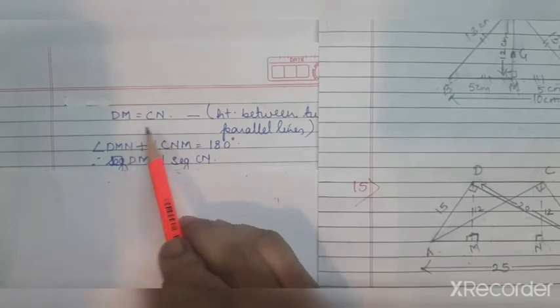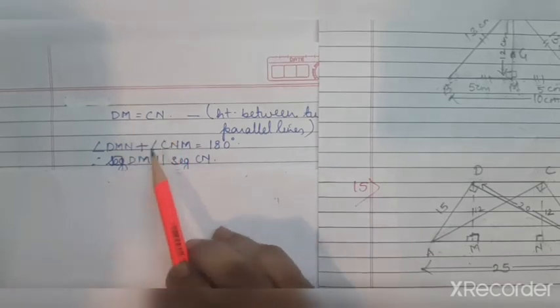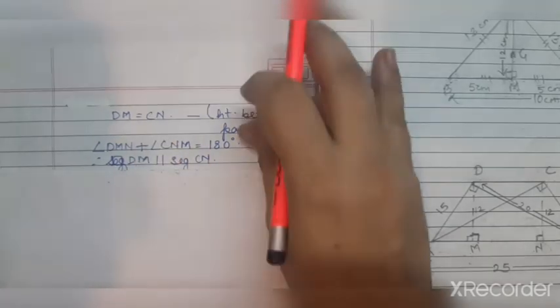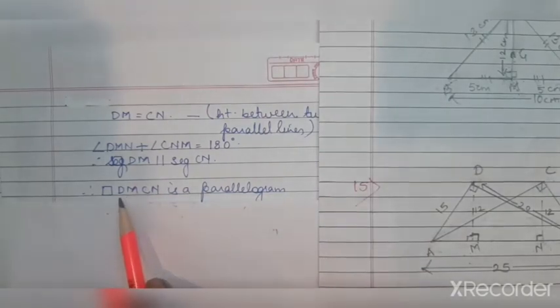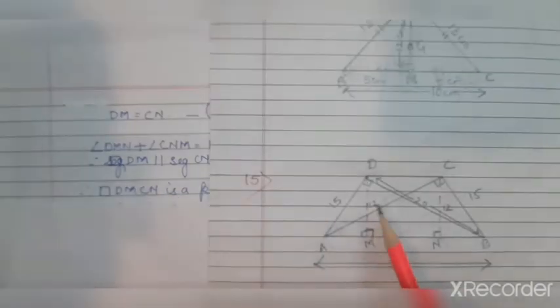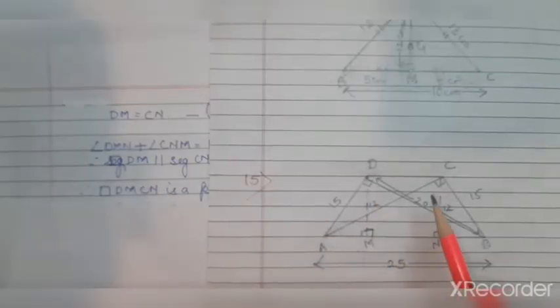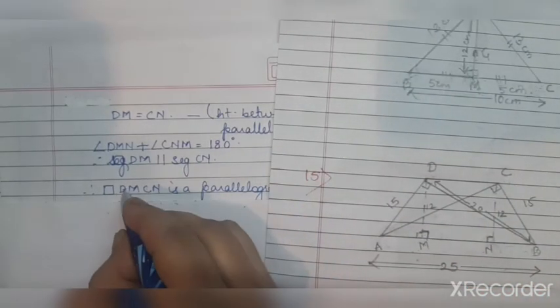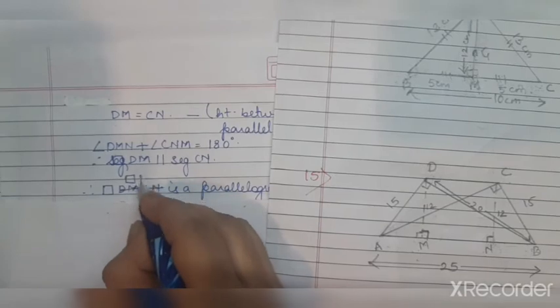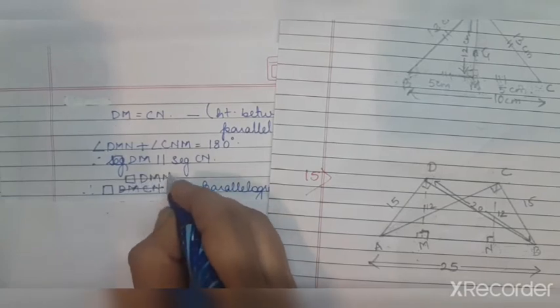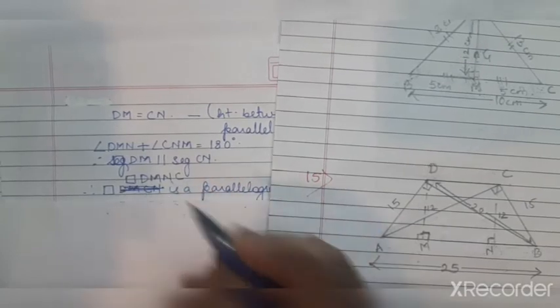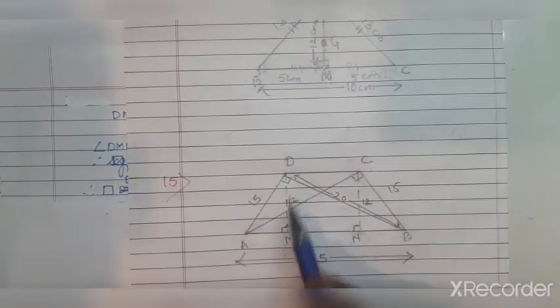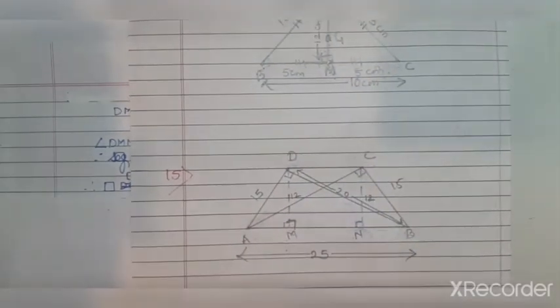Therefore, with these two things, that is DM is equal to CN and DM is parallel to CN, we can say that this quadrilateral DMCN is a parallelogram. So DMNC, it should be quadrilateral DMNC. Okay, so DMNC is a parallelogram.